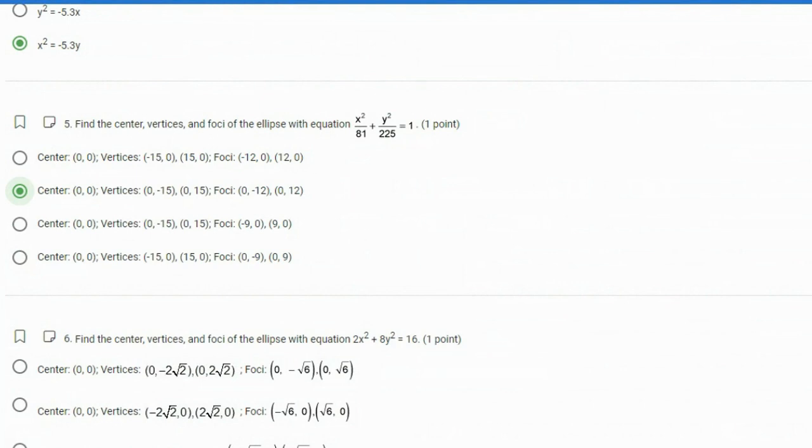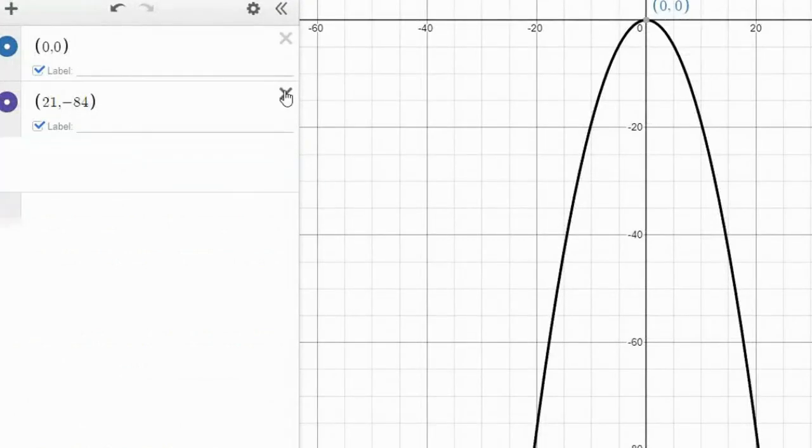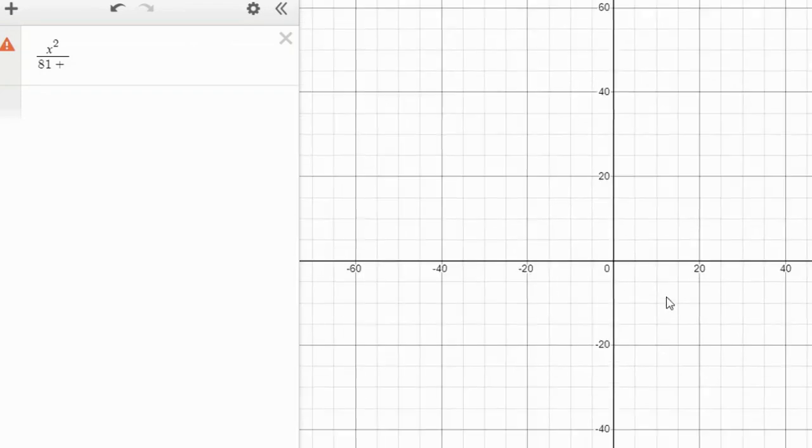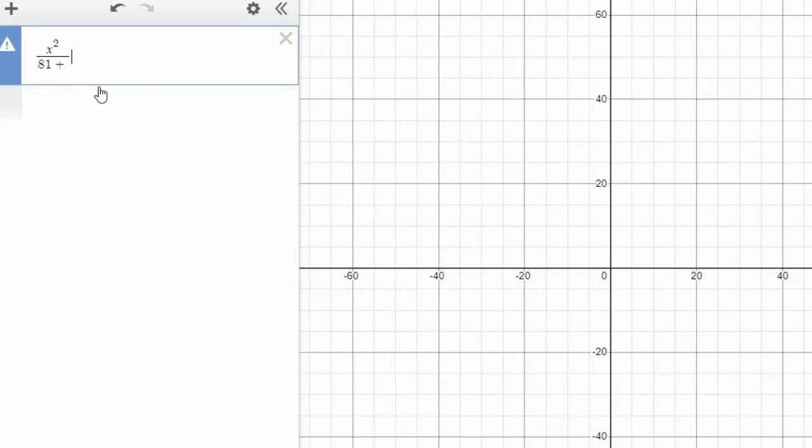We can test real quick to see if we at least have the vertices right. This is x squared divided by 81 plus, I guess I need to zoom back up here. There we go. Oh, don't put the plus underneath there. This one's driving me crazy. The plus is over here.